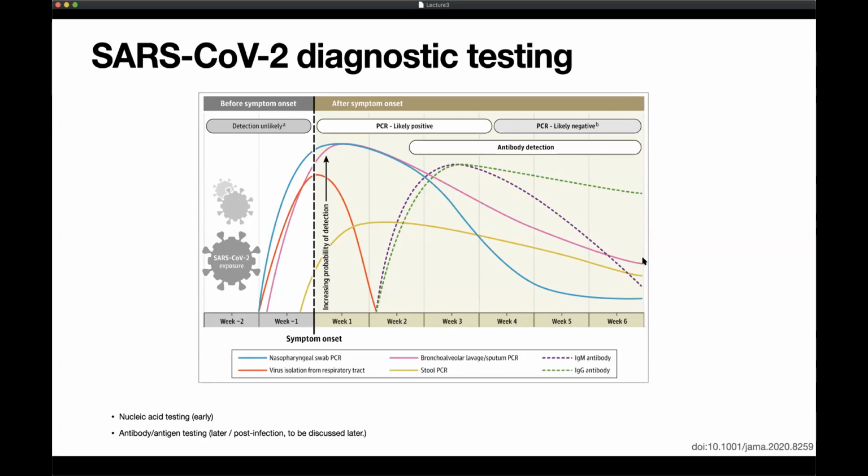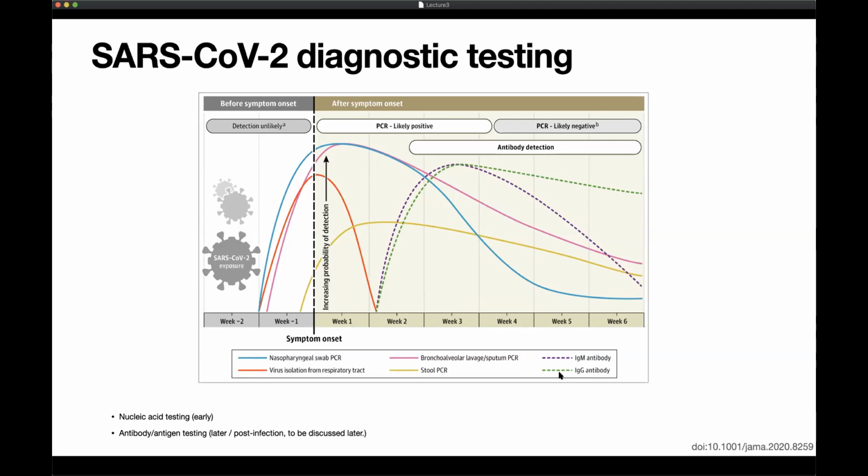But there are a couple of key insights that you should learn about testing and what it can and cannot do. So first, there are 2 fundamentally different types of testing. There's nucleic acid testing, which is based in PCR. And that is usually more sensitive, and it's able to detect actively replicating virus, which means it is specifically designed to capture early or active infection.